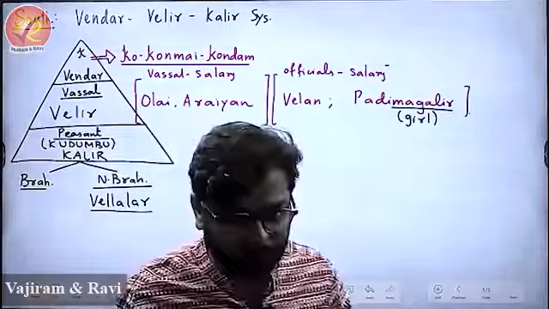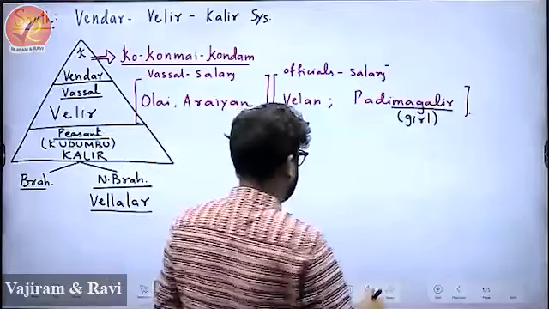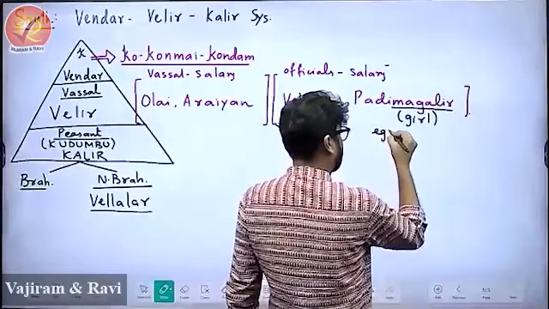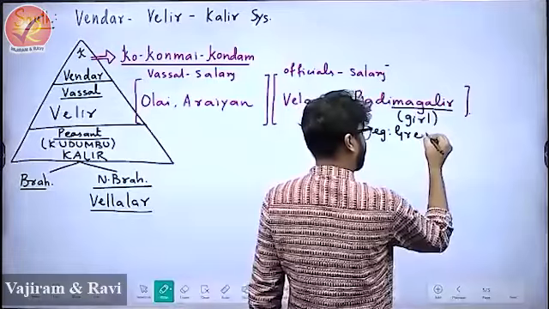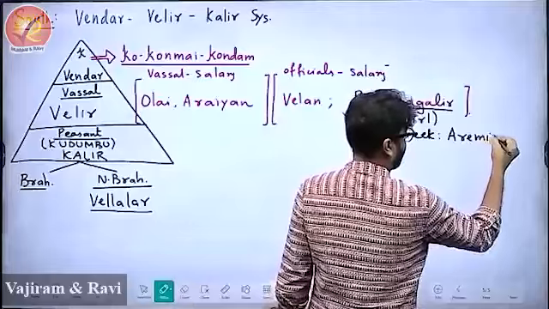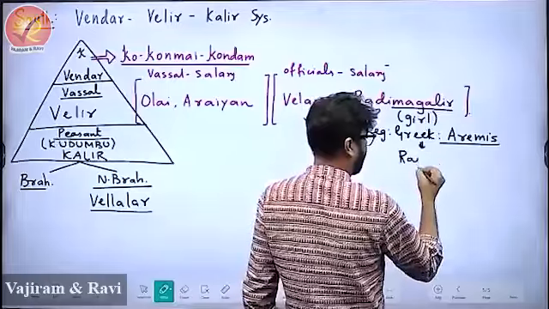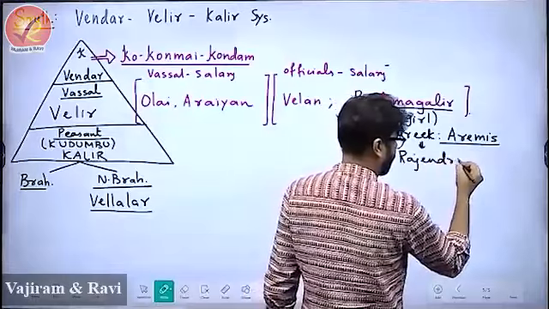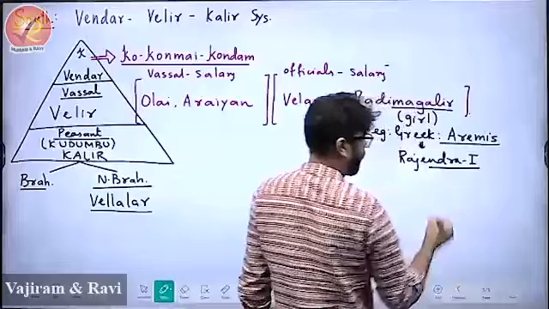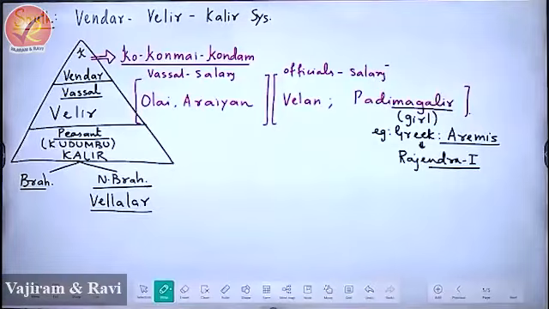Here, the girl can be given a ministerial position. We have a very interesting example of this. There was a Greek woman whose name was Aramis. She was the chief of security staff of none other than Rajendra Chol. I hope you can understand how rich this woman should have been. Aramis, she is a Greek woman. She is here and she is the chief of security staff.